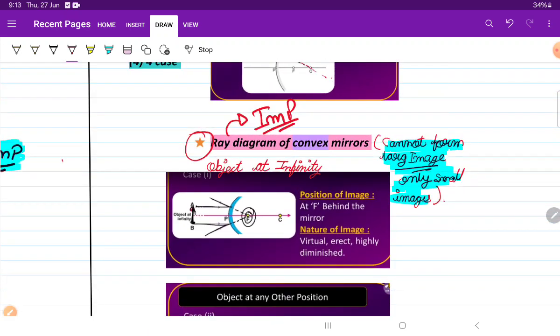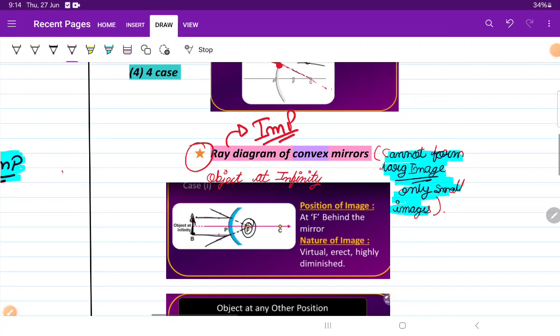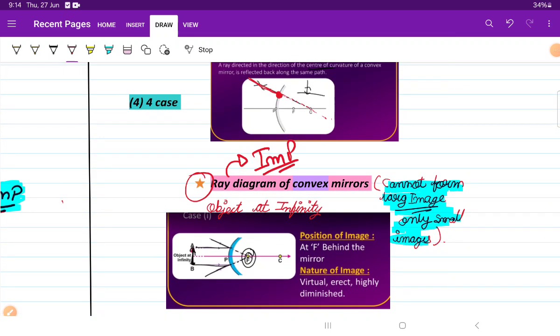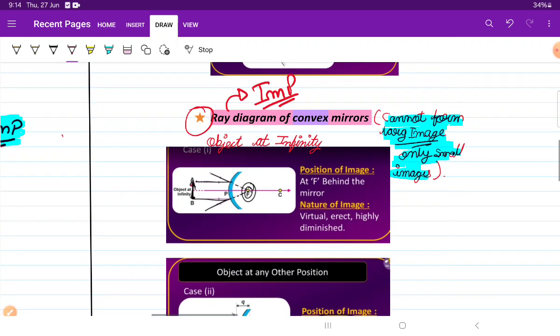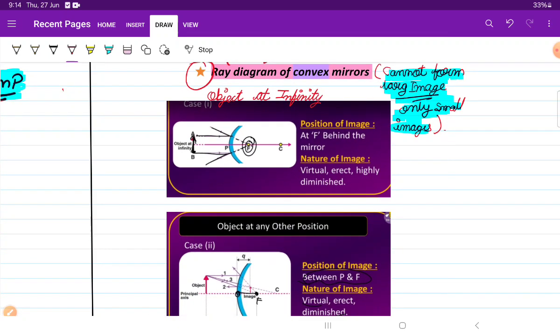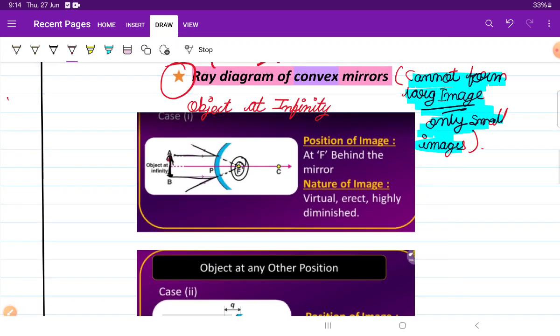Now we have done the standard laws of convex mirror. Now let's start with the ray diagram, and this is the most important concept. In the first case of the ray diagram, we are putting the object at infinity. Let's put the object at infinity. The rays are coming, this is parallel to the principal axis.